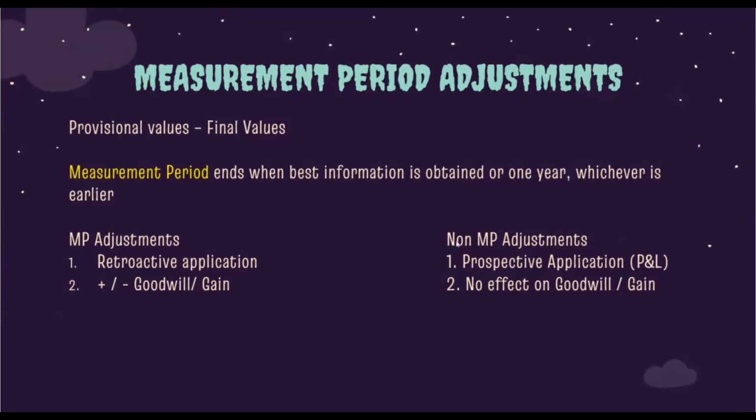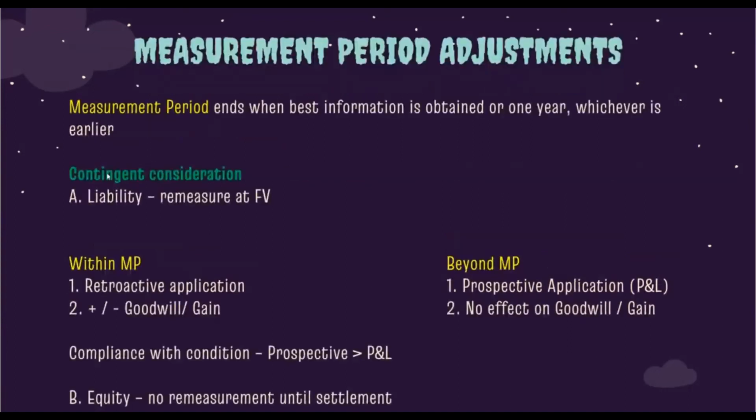Now, if it's not, so meaning kung final values or estimate falls beyond the measurement period, then the application will be prospective na lang. So meaning, it will be charged to your profit and loss, and it will no longer have any effect on the goodwill or gain. Okay? So that's on the provisional values. No? So remember, kanina meron tayong ganyan sa equipment, no? Kaya pag-usapan natin yan. Of course, there's also contingent consideration.